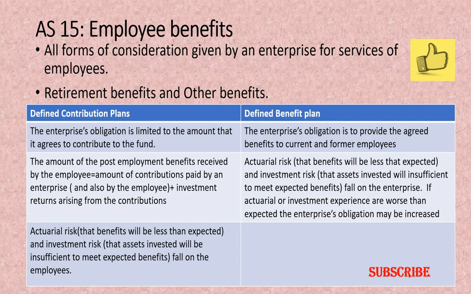The actuarial risk, that benefits will be less than expected, and the investment risk, that the assets invested will be insufficient to meet expected benefits, fall on the employees here. In the case of the defined benefit plan, the enterprise's obligation is to provide the agreed benefits to current and former employees. The actuarial risk and investment risk fall on the enterprise. If actuarial risk or investment experience are worse than expected, the enterprise's obligation may be increased here.